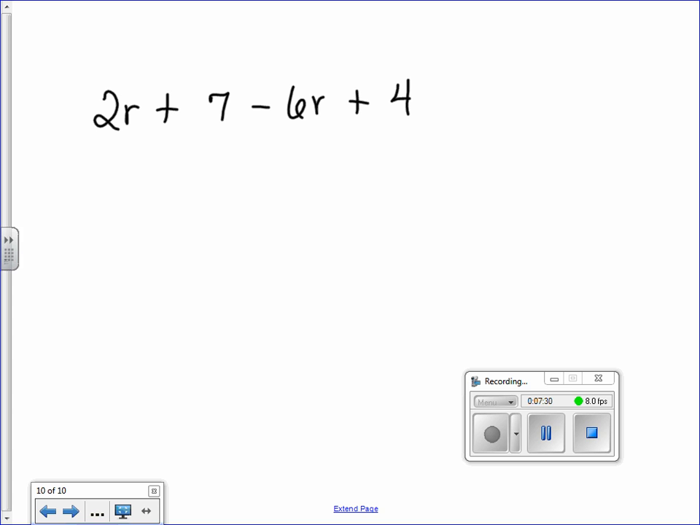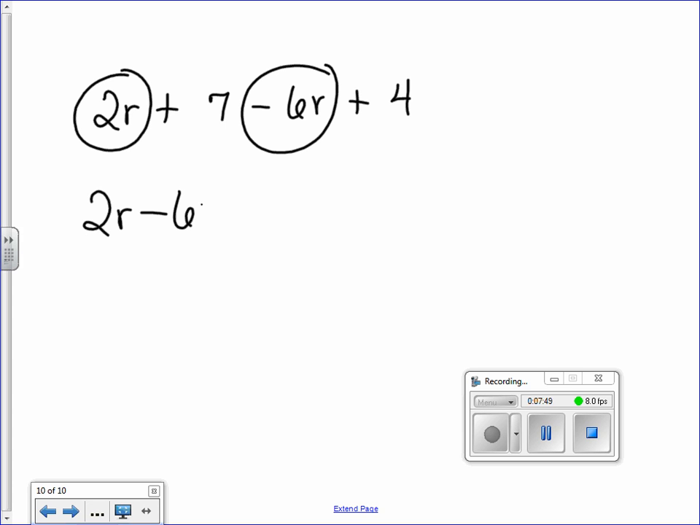All right, so here's what I like to do. When you're combining like terms, the sign that's in front of the term goes with it. So this is going to be 2r minus 6r. That minus sign goes with the 6. Okay? And then you're going to have plus 7 plus 4.